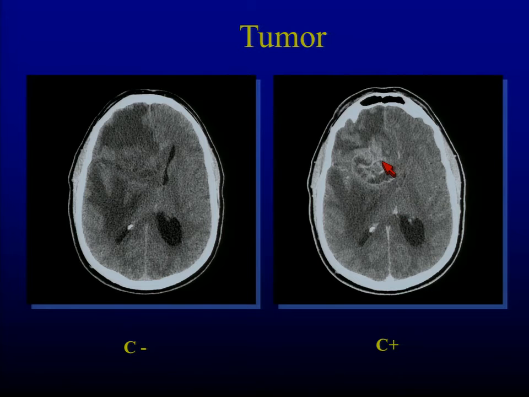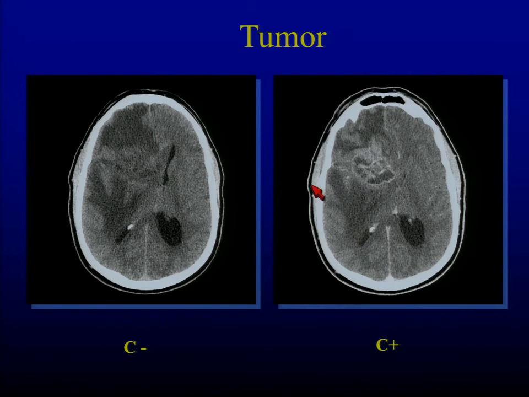There's 3 things that light up with contrast. The first one is tumor, next one is abscess, and then the third one is blood clot. So the rim of a blood clot where there's the blood-brain barrier breakdown. Those are the only things that light up. So I've only got 3 possibilities. If I give contrast and it shows up, it's going to be one of those 3. It's a tumor, it's a resolving hematoma, or it's an abscess.